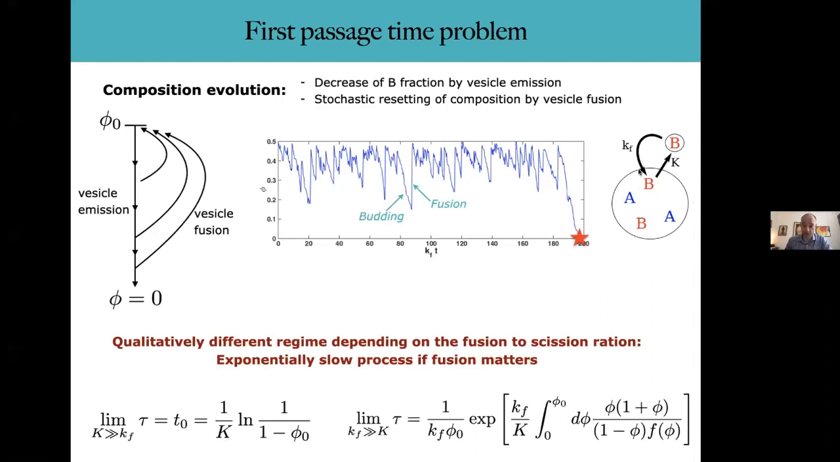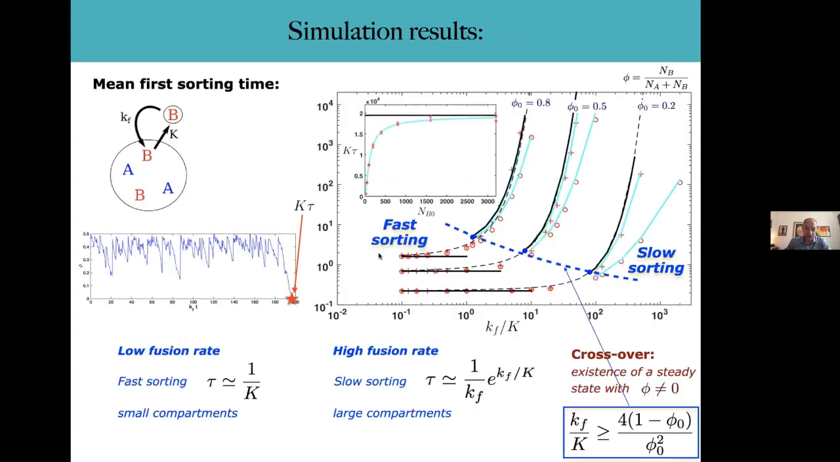On the other hand, if the fusion is fast, then each time you export a B, it comes back. And so you can expect that the sorting mechanism will be very, very slow. And indeed it is exponentially slow. It's slow with the exponential of the ratio of the fusion over the budding rate. So you have a transition between a very fast sorting and a very slow, exponentially slow sorting. This is in log scale, when you vary the ratio of fusion over budding rate. So this tells you that the sorting kinetics very much depend on the ratio of the budding over the fusion rate.